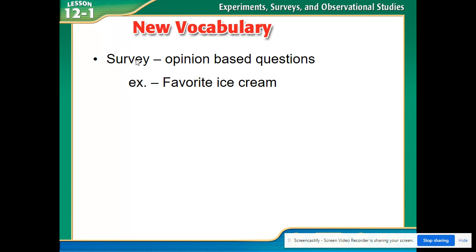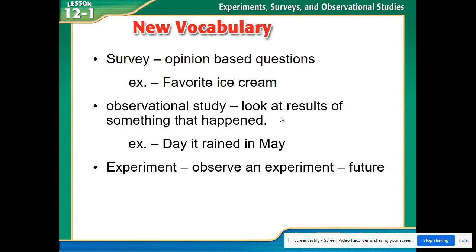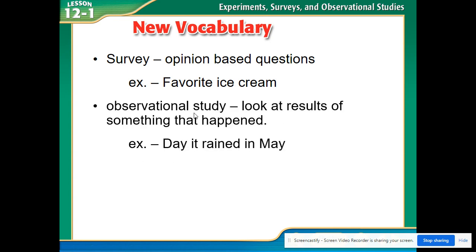So, new vocabulary. The first thing is a survey. So what is a survey? A survey is an opinion-based question, like, what is your favorite ice cream? Observational study. An observational study looks at results of something that did happen. Like, we could go back and look at how many days did it rain in May? Or how many days did it rain over the last 10 Mays? And get an idea of what it's like in May in terms of rain.